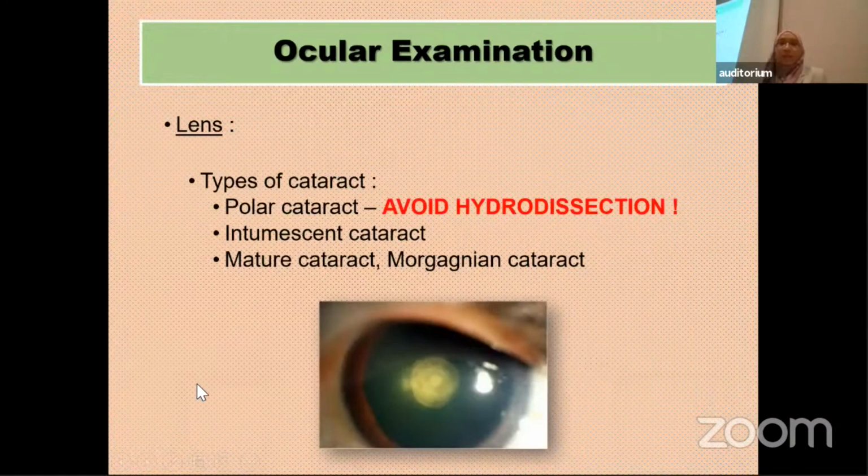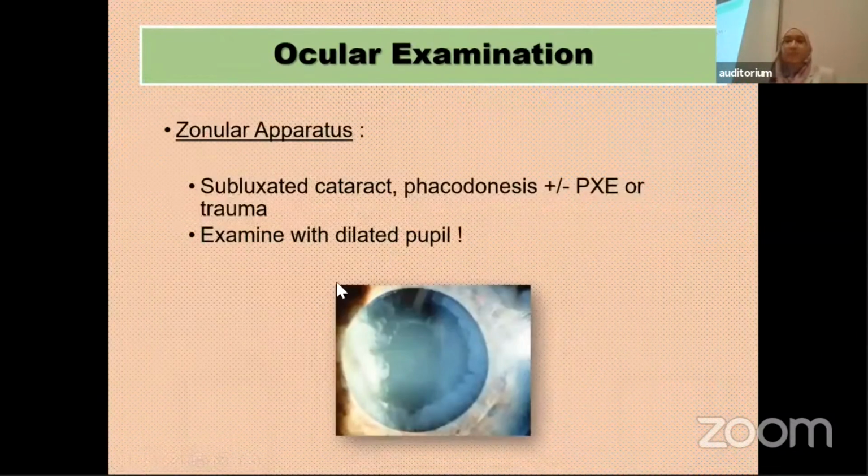And then for the type of cataract, the lens, polar cataract is very important. So you need to look carefully for the presence of polar cataract. And then we need to avoid hydrodissection. And then intumescent cataract, mature cataract, such as Morgagnian cataract. And then same goes to zonular apparatus. Look for phacodonesis, subluxated cataract, and then present or not the pseudoexfoliation. Examine the dilated pupil.